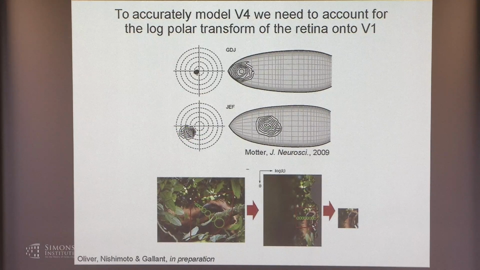That was a cool observation first made by Brad Motter. So you have to include this log polar transform in the input, otherwise you don't get such good predictions. That is actually built into the model. The log polar transform is stuck in at the very front end of this model.